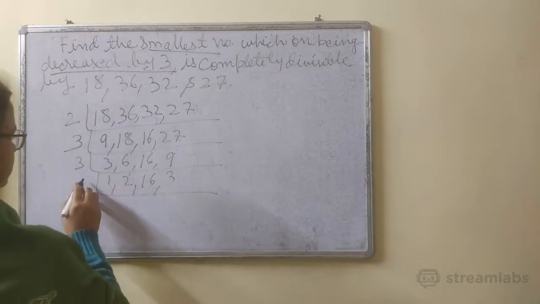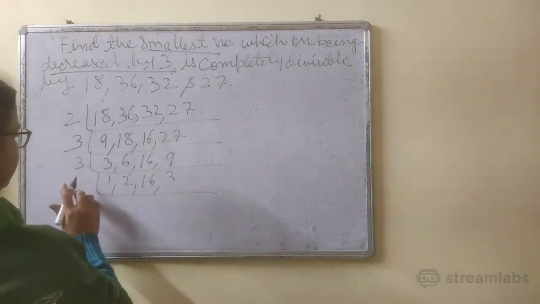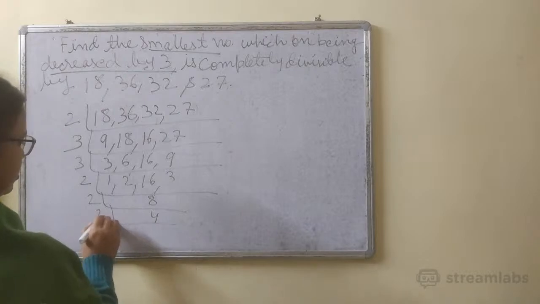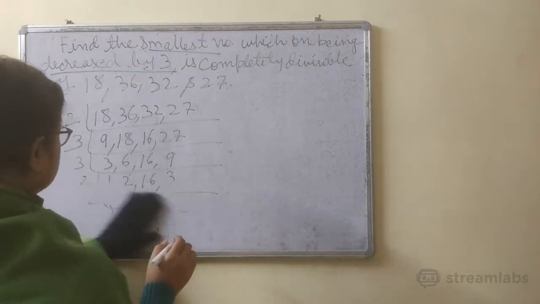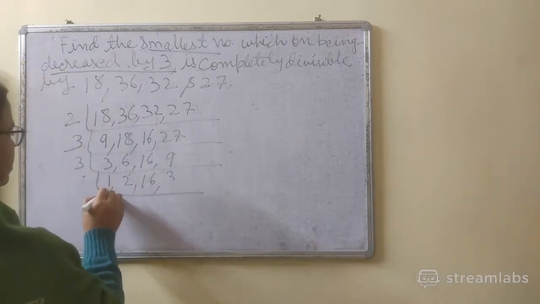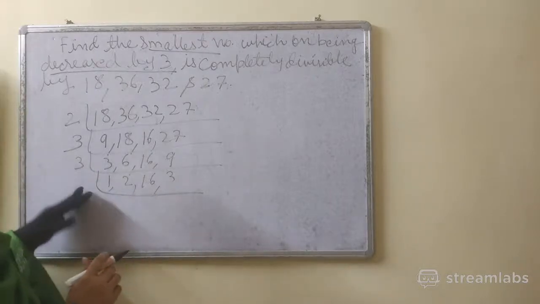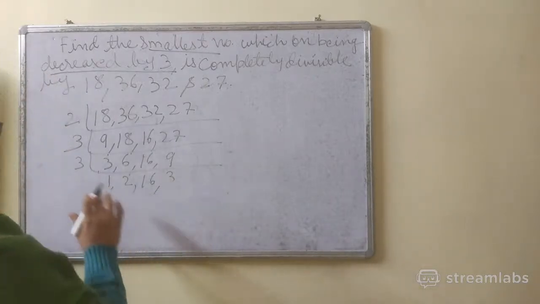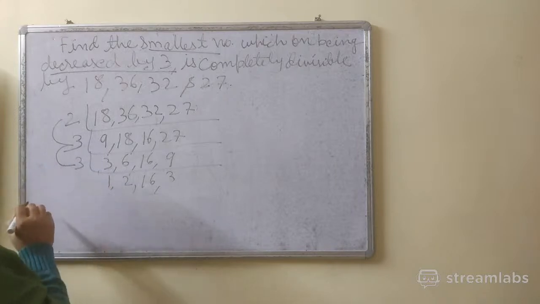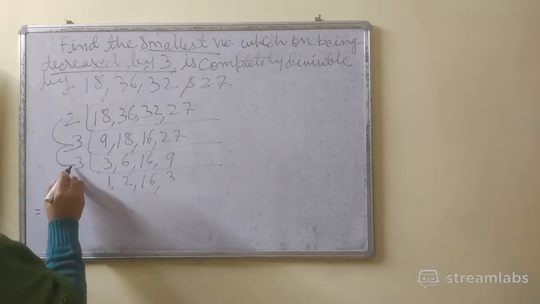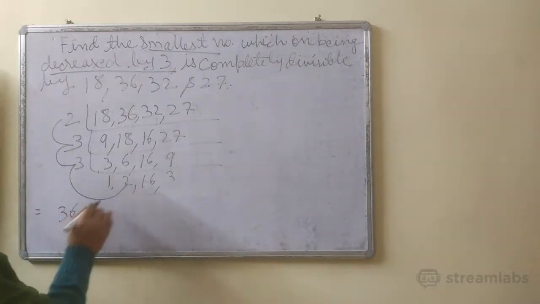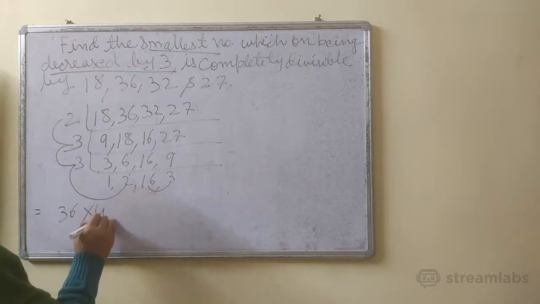Then 16 was only here. Suppose I do 2, 8, then 2, 4, then 2, 2. No, but this is not the rule. Okay. So let it be here. Maximum 2 numbers should get divided by this number. So this, leave it. And then what we will do? We will multiply. So 2 3s are 6. 6 3s are 18. And 18 2s are 36. So 36 into, then 16 3s are 48.